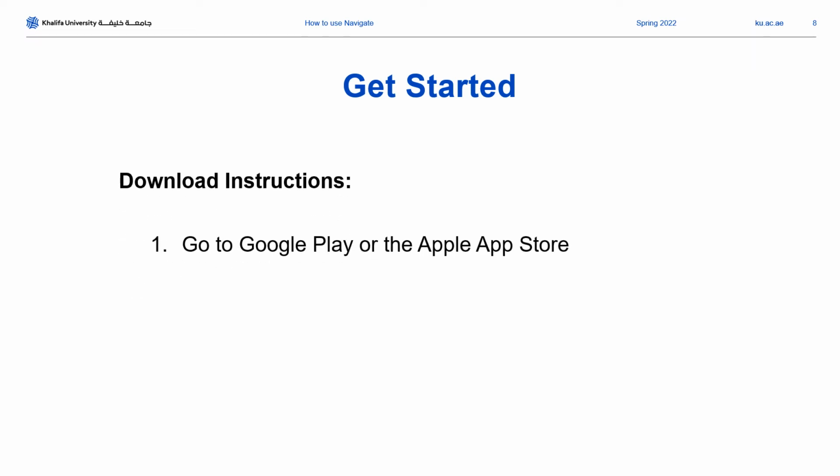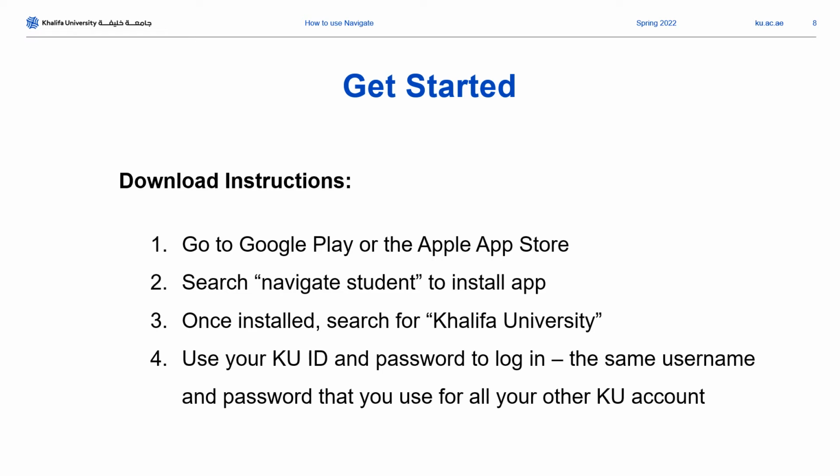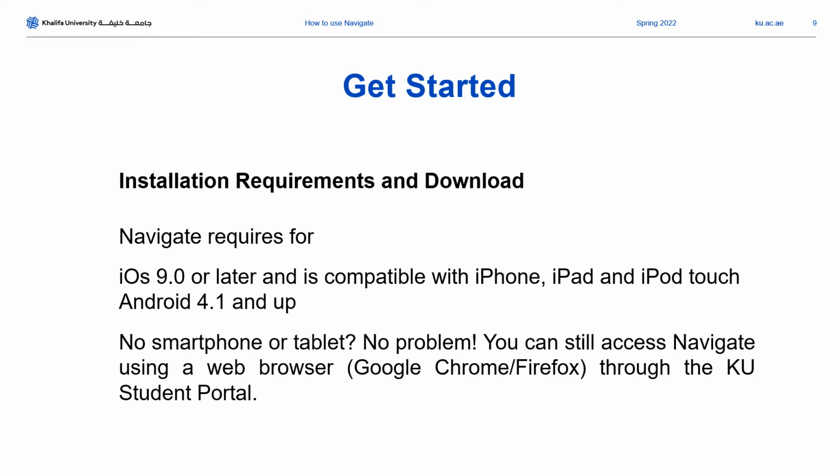So to get started, you need to go either to Google Play or the Apple App Store and find the Navigate Student app to install on your phone. Once it's installed, you search for Khalifa University, and then you use your usual KU ID and password to log in. It's exactly the same password and username that you have for all of your other KU related activity. Navigate requires this in the back end, and I'm pretty sure everyone has a smartphone and or a tablet, certainly all medical students do.